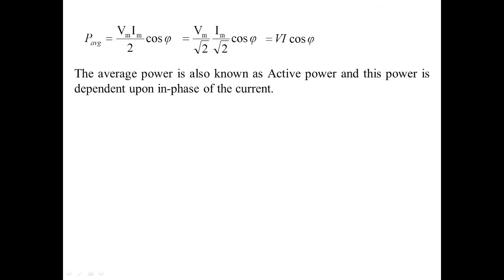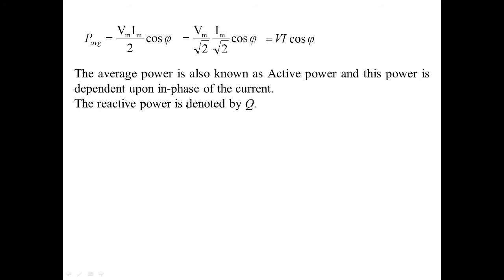So we know that the average value of power is equal to VI cos phi. So this power is known as the average power, or it is also denoted as active power, and this power depends upon the in-phase component of the current.